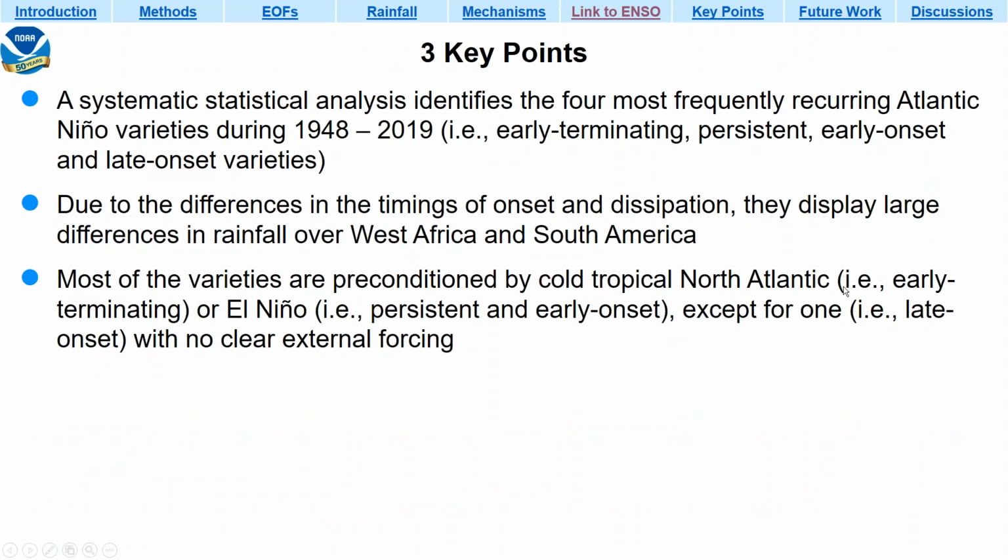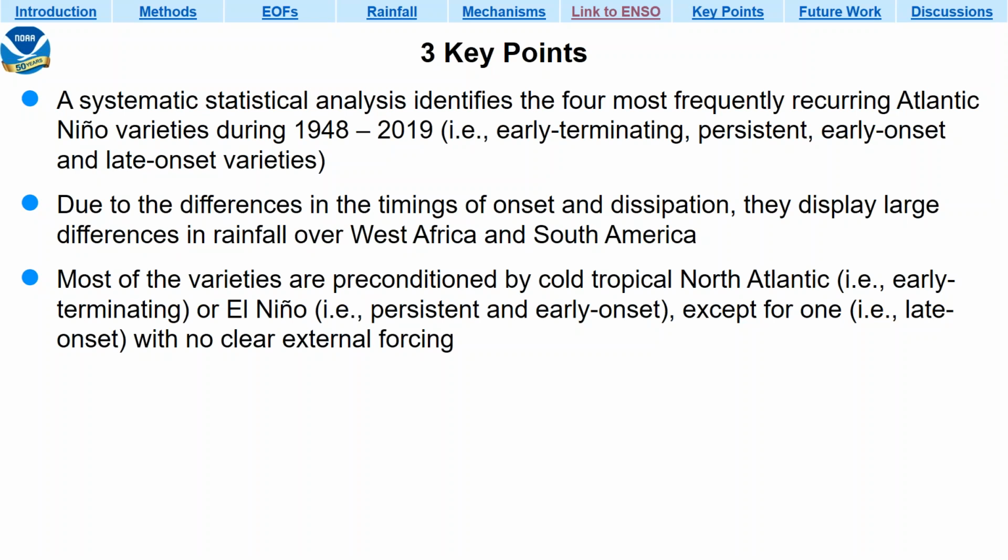So this is a summary. Now we have 3 key points. The systematic statistical analysis identified 4 most frequently occurring Atlantic Nino flavors during 1948 to 2019, and they are early-terminating, persistent, early-onset, and late-onset flavors. And due to the differences in the timing of the onset and the dissipation, they display large differences in rainfall over West Africa and South America.